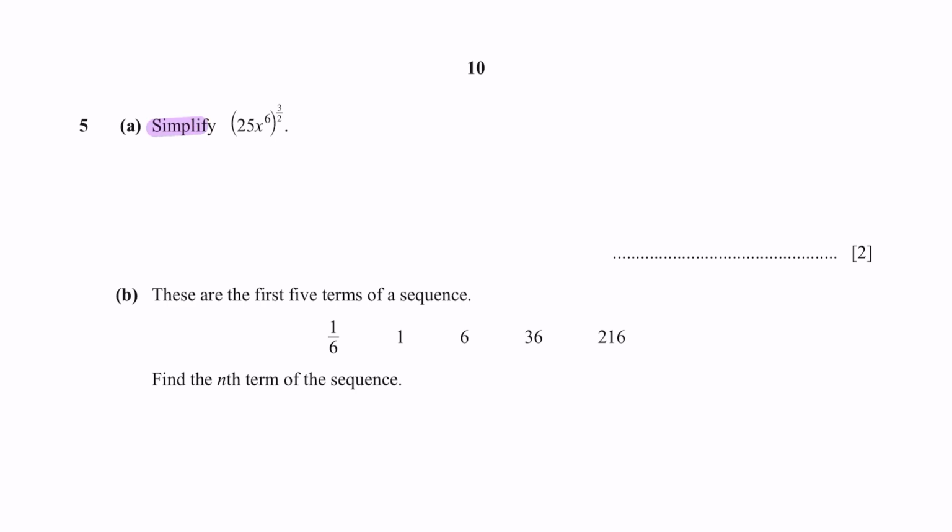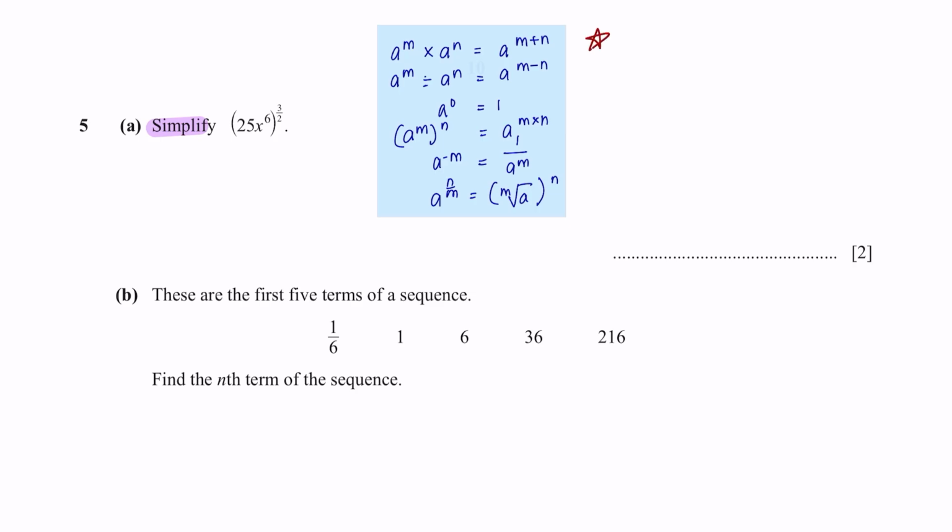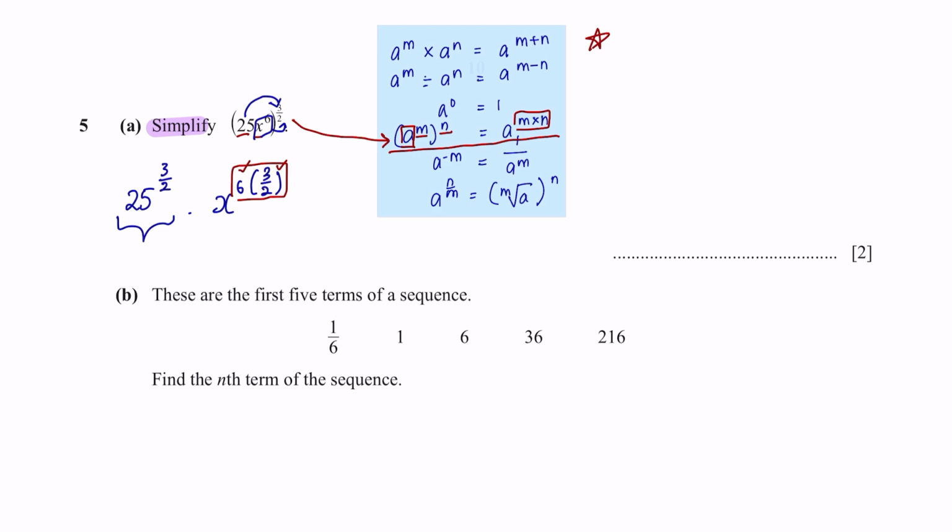This question is related to indices, and these are some laws of indices that you should remember. And the law of indices for this question is similar to this rule, where A here is your base 25 and x. So 25 to the power of 3 over 2 and x to the power of 6, to the power of 3 over 2. So when you have a power inside and outside, you're going to multiply them with each other, like this. The power inside and the power outside will be multiplied with each other. You can just insert this in your calculator, giving us 125, and x, put this in your calculator, giving you 9. So the answer is 125x to the power of 9.